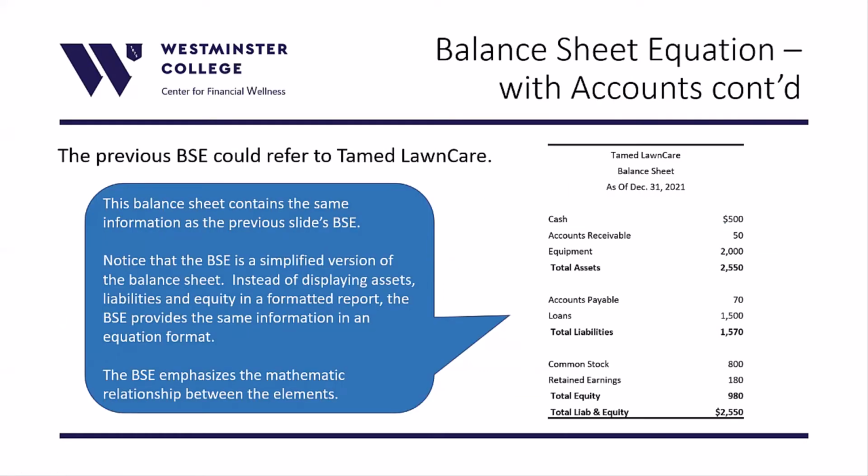But the information shown on this slide is shown in a balance sheet format. The balance sheet shows cash, accounts receivable, and equipment equals the 2,550, and those equal the claims, the external claims and the internal claims. These two, the 1,570 and 980, equal 2,550. So the balance sheet is the balance sheet equation.